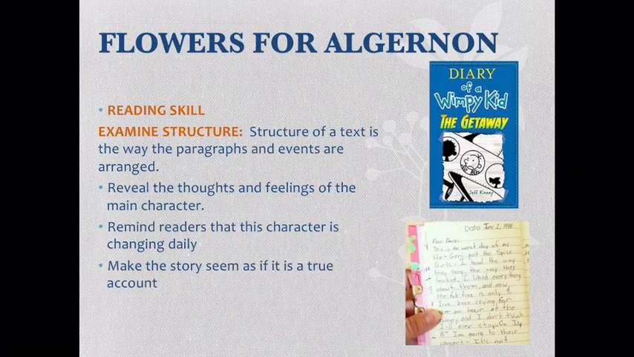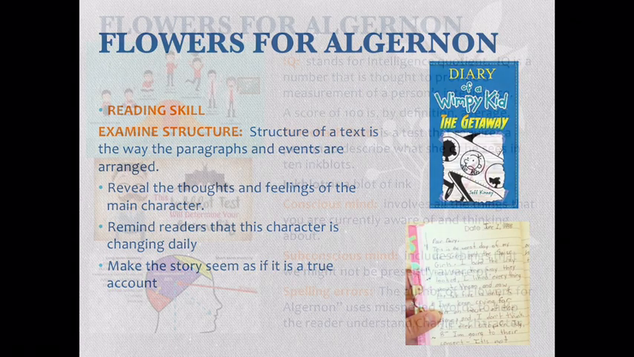This time the reading skill is examine structure. A structure of a text is the way the paragraphs and events are arranged. The text of Flowers for Algernon takes the form of letters and journal entries. These help the author to reveal the thoughts and feelings of the main character, remind readers that this character is changing daily, and make the story seem as if it is a true account. As you read, notice the dates, lengths, and language of the letters and journal entries and consider how these affect your understanding of the story.